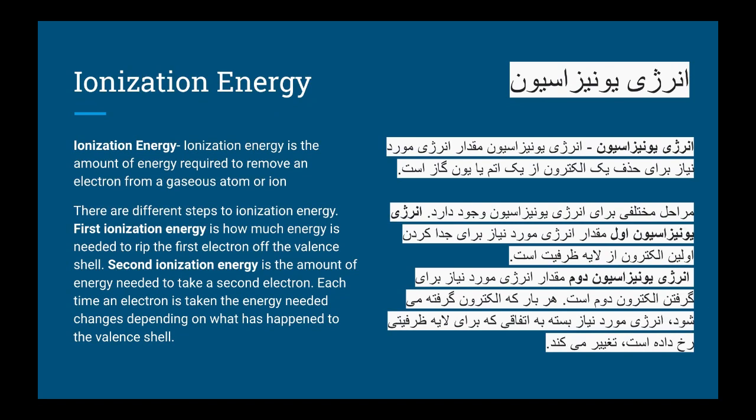After this first electron is taken, the amount of energy needed to remove another electron is classified as the second ionization energy. Depending on how many electrons there are on the valence shell of an atom, the ionization energy can change.